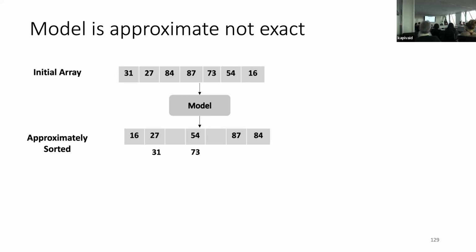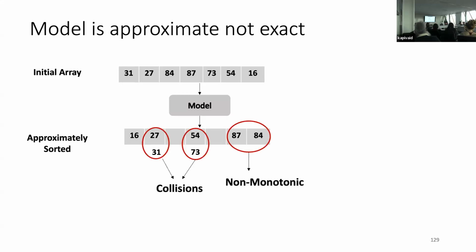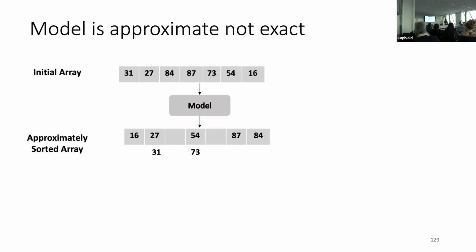And there are issues such that the order of the keys might not be right because the model is not monotonic, and multiple keys might get mapped to the same location as well. So these are the two important issues that pop up. The way we solve it is as follows.